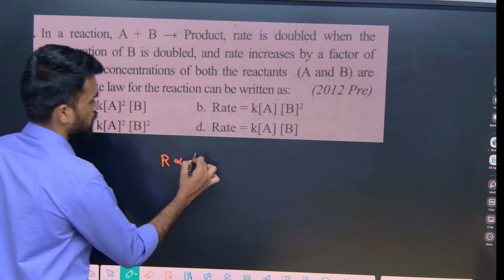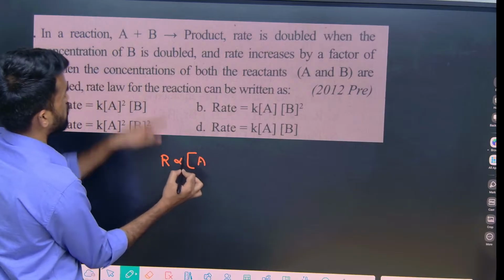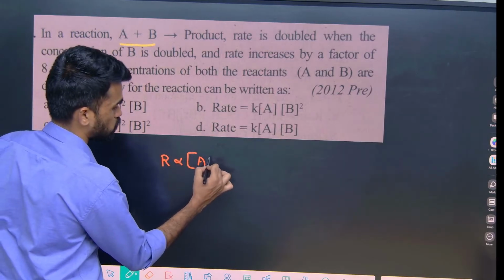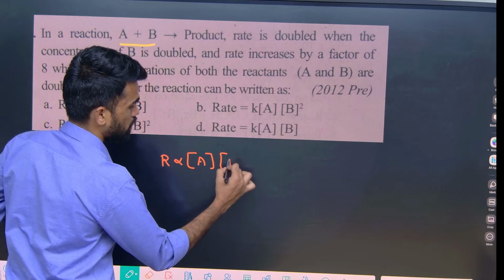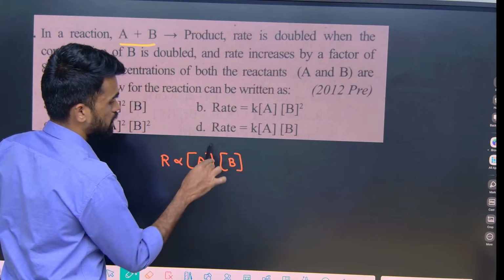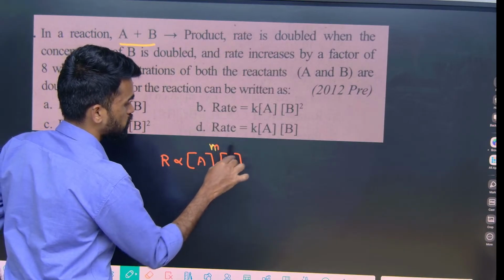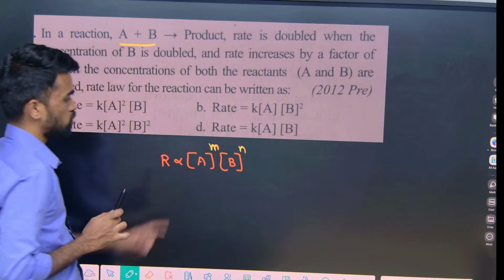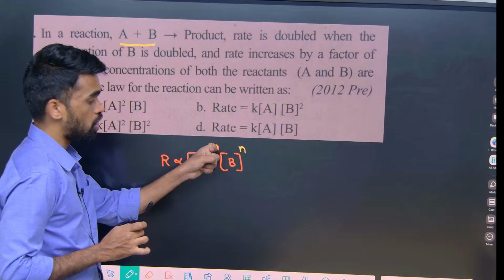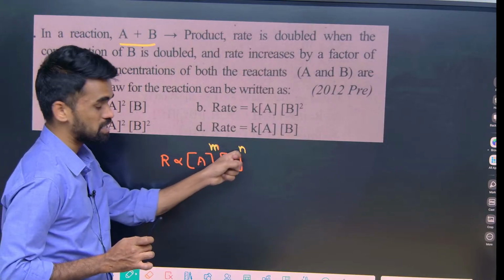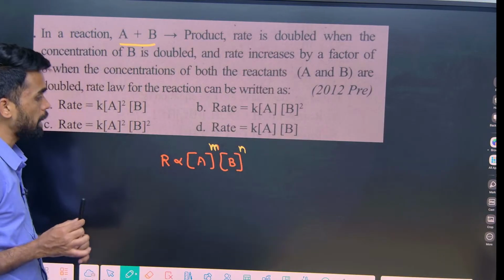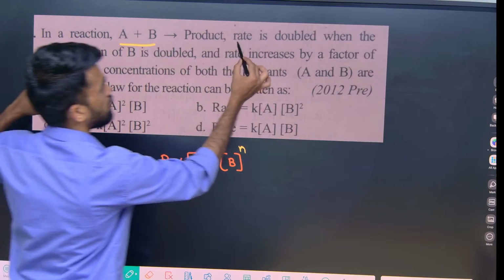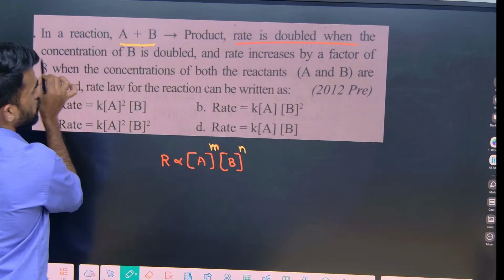The rate of a reaction depends on concentration of reactants only, right? Concentration of B and concentration of A, and there will be orders with respect to each reactant. So A power m, B power n. m is the order with respect to A, n is the order with respect to B. Now what they are saying: rate is doubled when concentration of B is doubled.